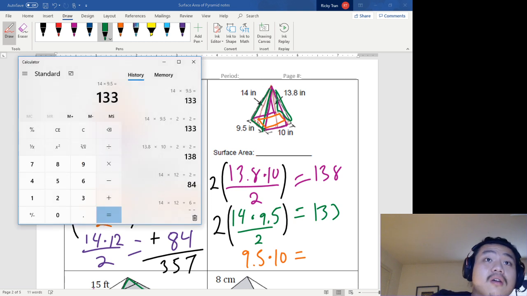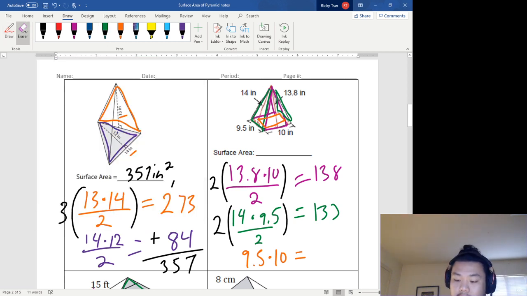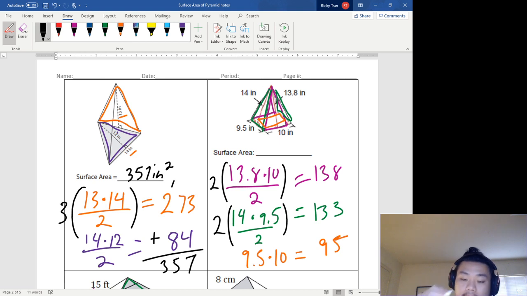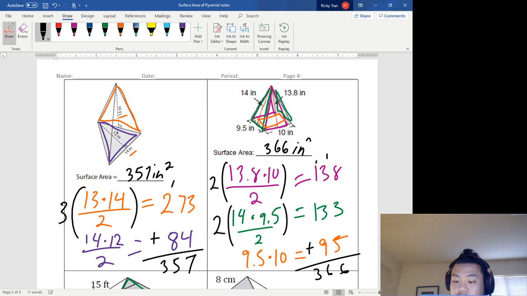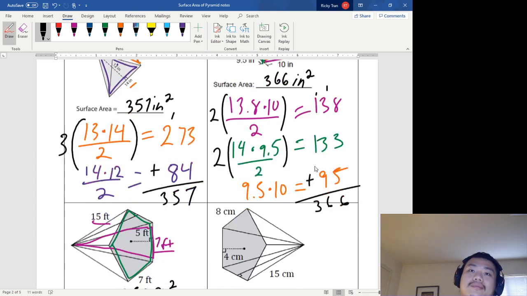Was it 133? Yeah, 133. And then we have 9.5 times 10, which is just 95. Then we add all these together. So we have 61613. So 366 inches squared. Okay. Nice and easy.